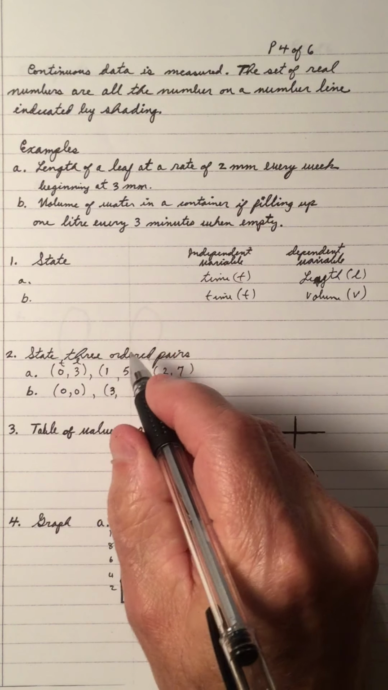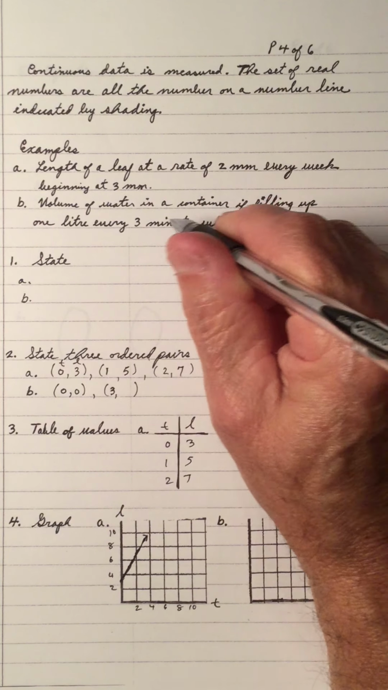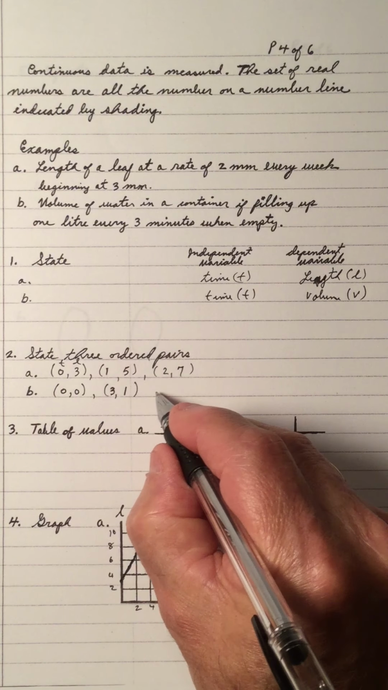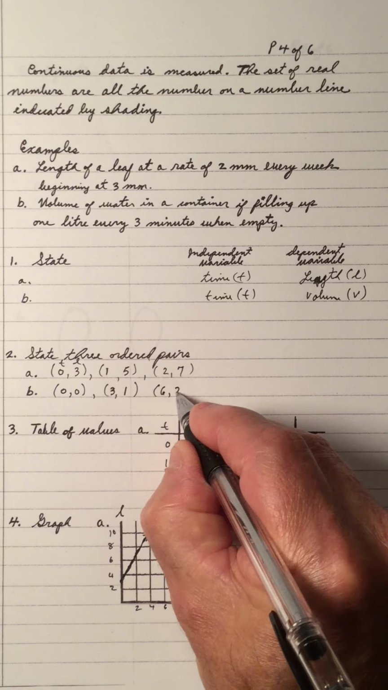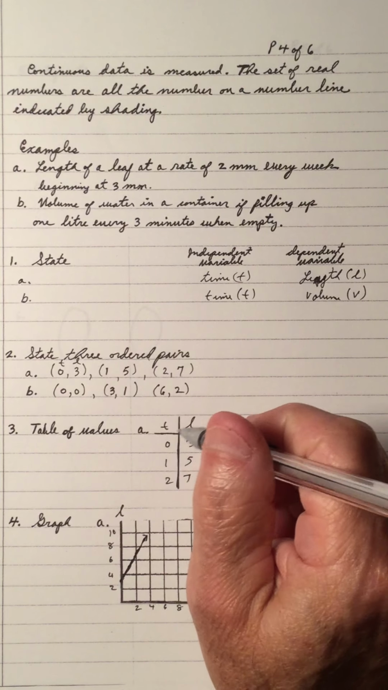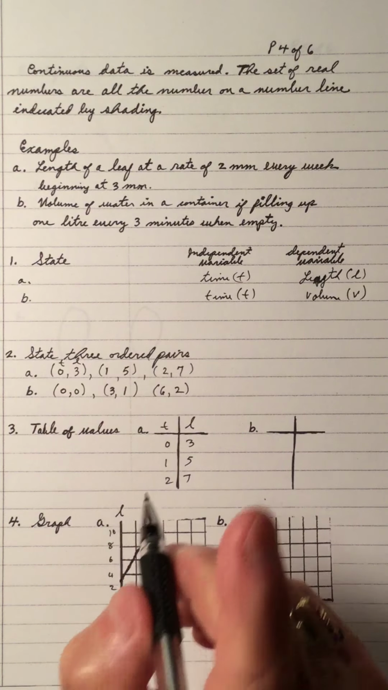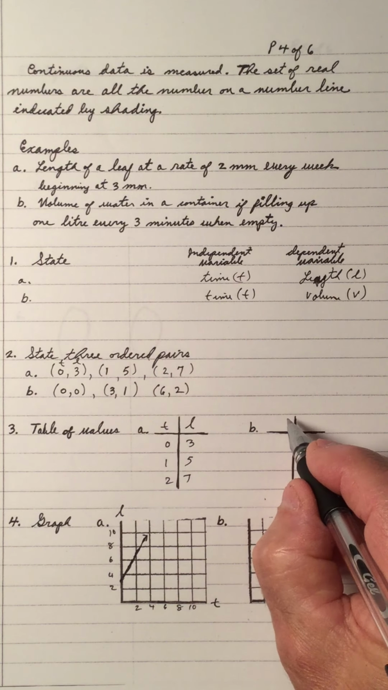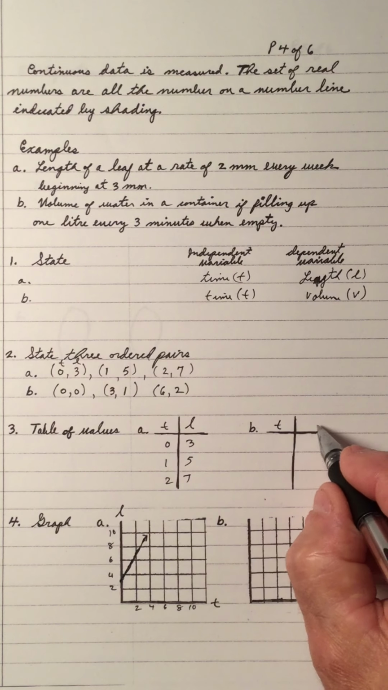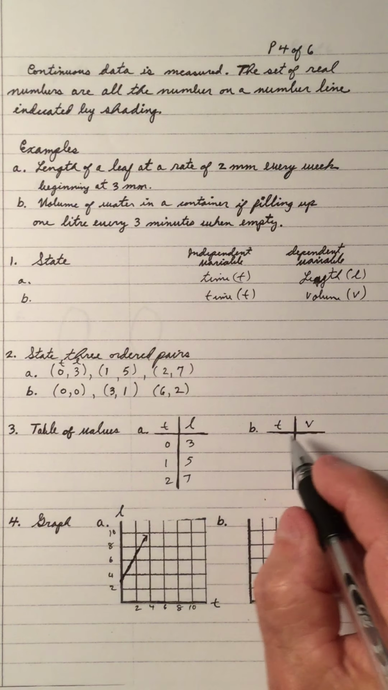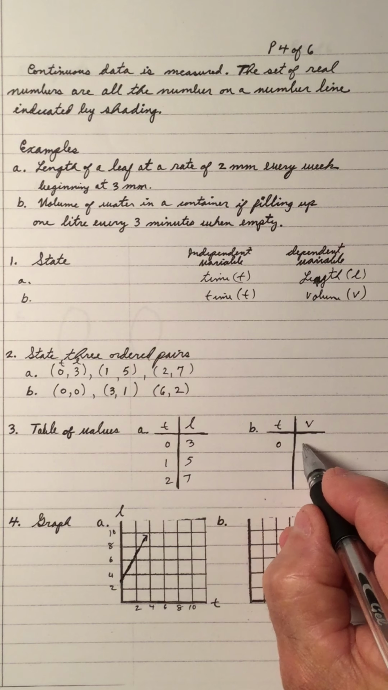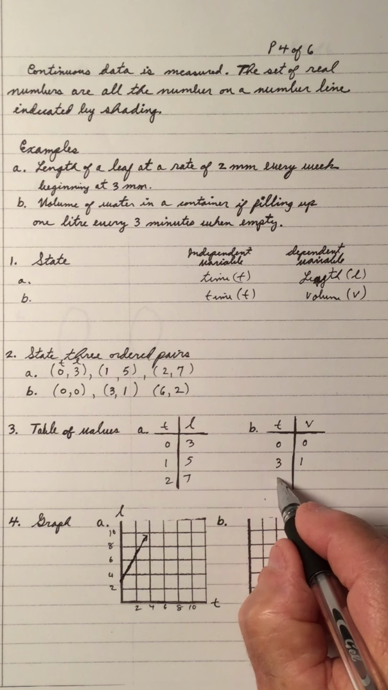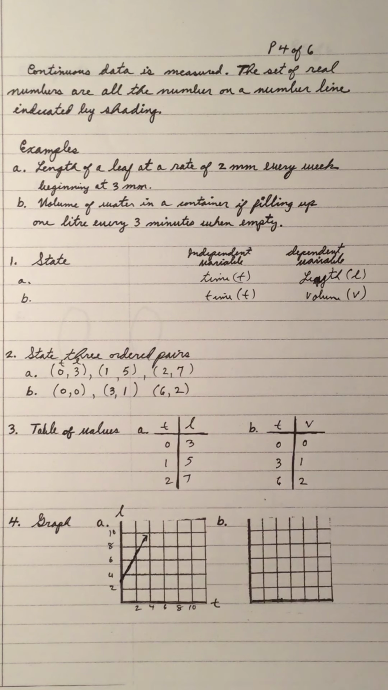It's filling up at a rate of 1 liter for every 3 minutes. So in 3 minutes you get 1 liter, and in 6 minutes you have 2 liters, because it's 1 liter for every 3 minutes. So 3 minutes is 1, 6 minutes is 2. Your independent variable is time, and your dependent is volume, V. So you have 0 giving you 0 volume, 3 minutes giving you 1 liter, and 6 minutes giving you 2 liters.